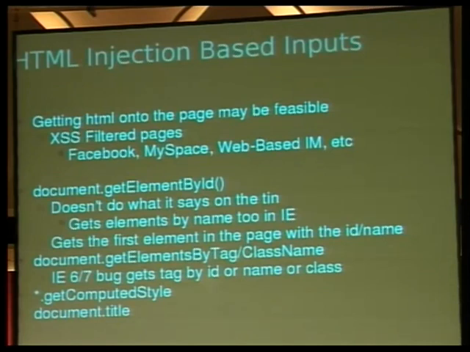But essentially, what we're trying to show here is that if we have some kind of limited control over the HTML on a page, even if we can't use that to get some kind of script execution, we can often use that to bias the control flow of the JavaScript on that page.